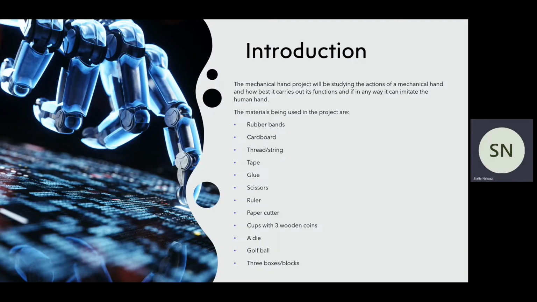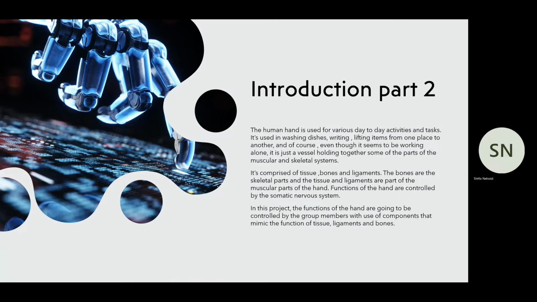Introduction. The mechanical hand project will be studying the actions of the mechanical hand and how best it carries out its functions, and if in any way it can imitate the human hand. The materials being used in the project are rubber bands, cardboard, thread, straw string, tape, glue, scissors, ruler, paper cutter, cups, a die, golf ball, 3 boxes, straw blocks.